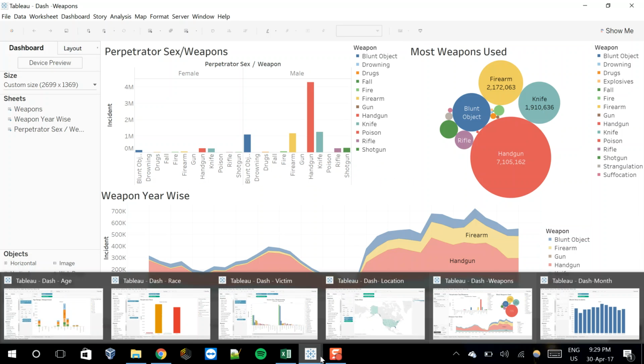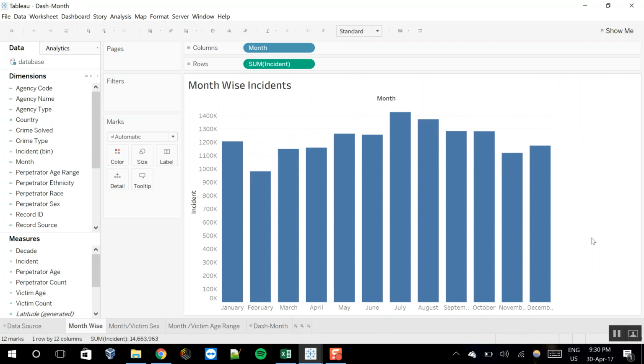So the next case study is about months. This bar graph shows that most of the incidents happened in the month of July, and we can see a drop in the month of February, but it can be because February has 2 less days, because the data is taken from the years 1980 to 2014. So it might be just a case of having fewer days. Otherwise the pattern is almost the same across the year.